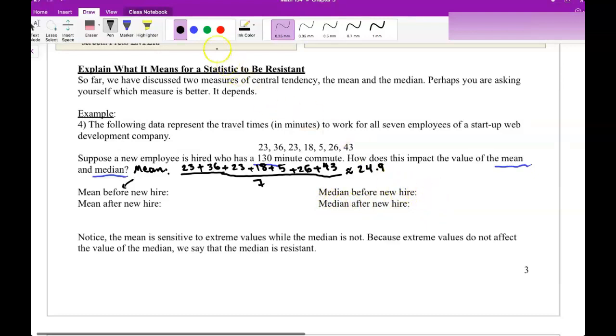Now, what is the median? First step, writing these numbers in order. From example number 3, we know the answer is 23. I'm writing this again. So we have 7 numbers, and this is what we have in between. That is the median.